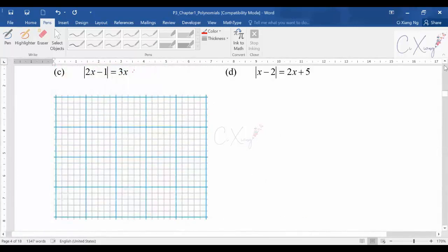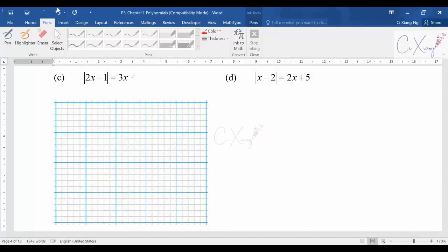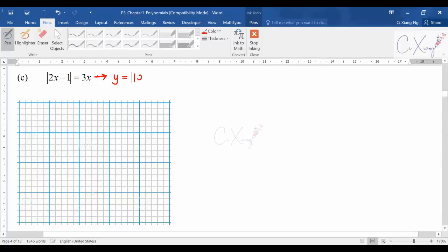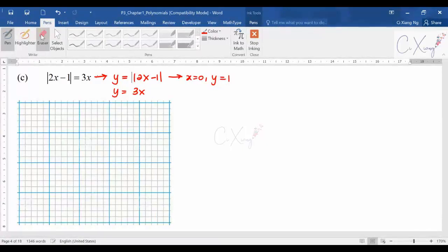For part C, if I want to use the graph method, method number 1, to solve the equation, how can I solve it? First, you need to sketch two graphs. The first one is modulus of 2x minus 1. The other one is 3x. For 2x minus 1, when x equals 0, oh sorry, you have to draw the origin first. So when x equals 0, y equals negative 1.